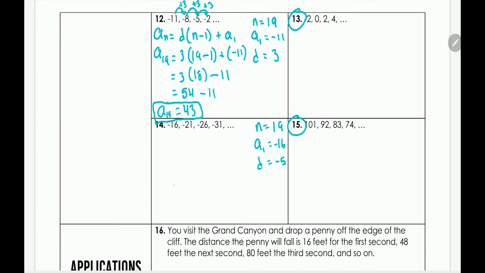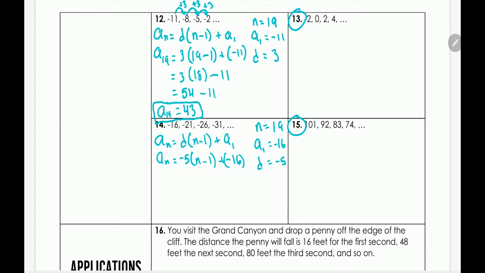Next, we have to write down the formula for finding the nth term. So we have a sub n is equal to d multiplied by the quantity of n minus 1 plus d. Or sorry, plus a sub 1. Now, instead of substituting everything, let's not substitute in yet. So we have a sub n is equal to d, which is negative 5, multiplied by n minus 1, plus the first term, which is negative 16.